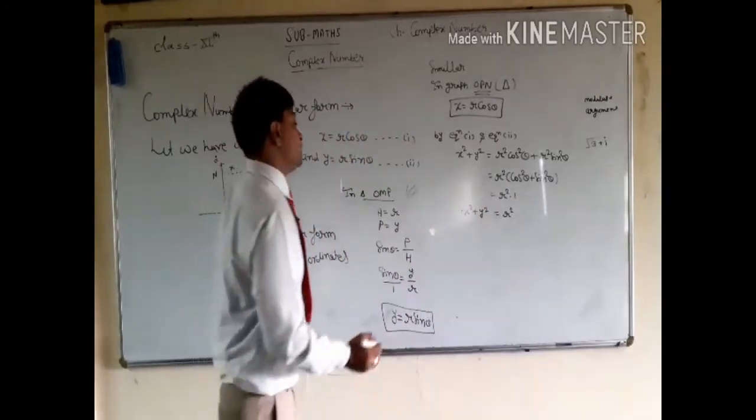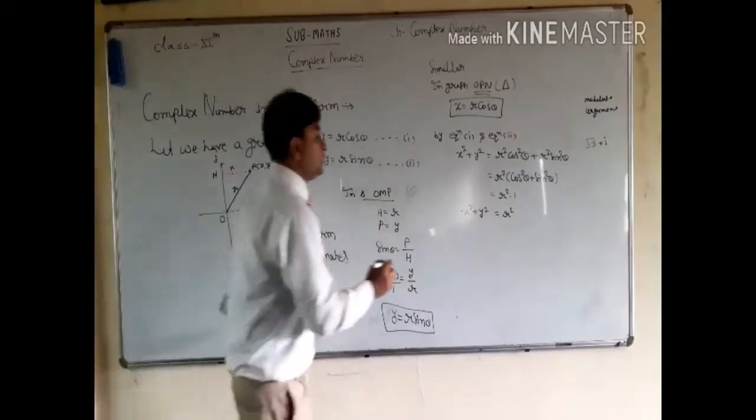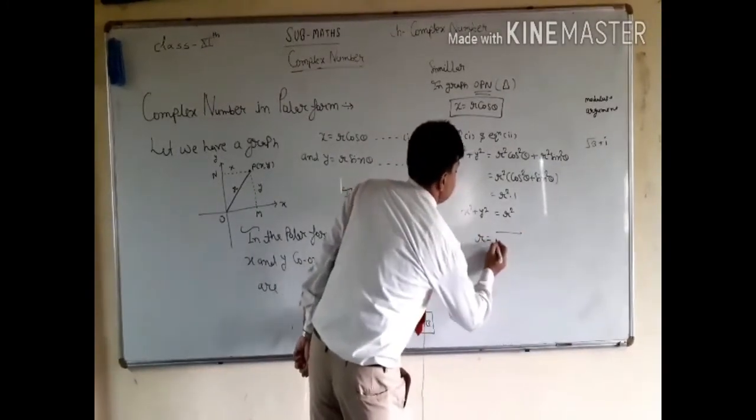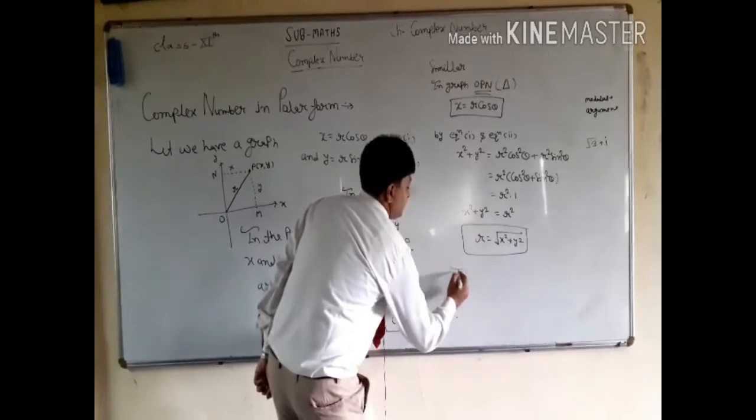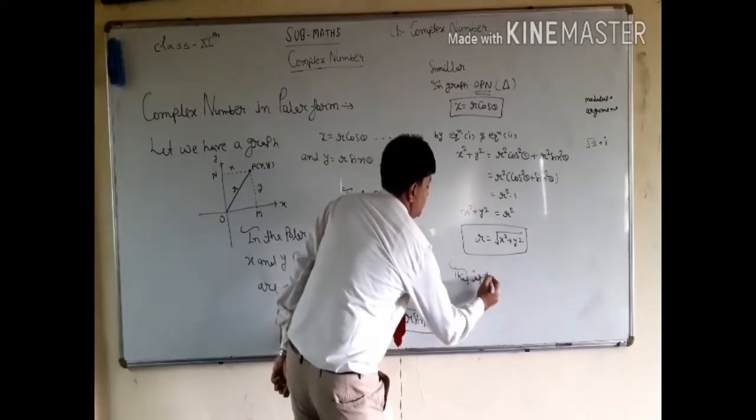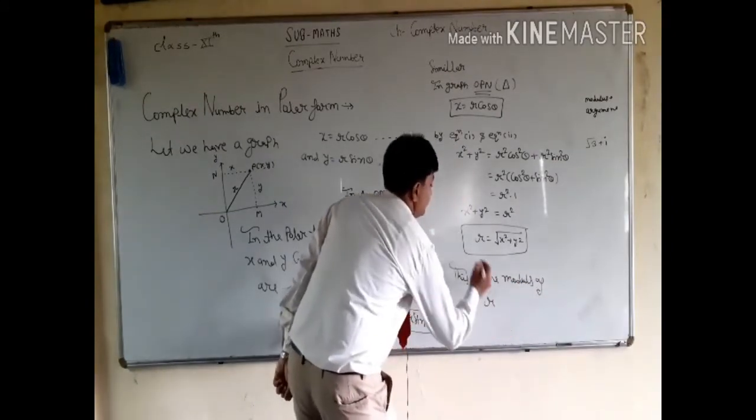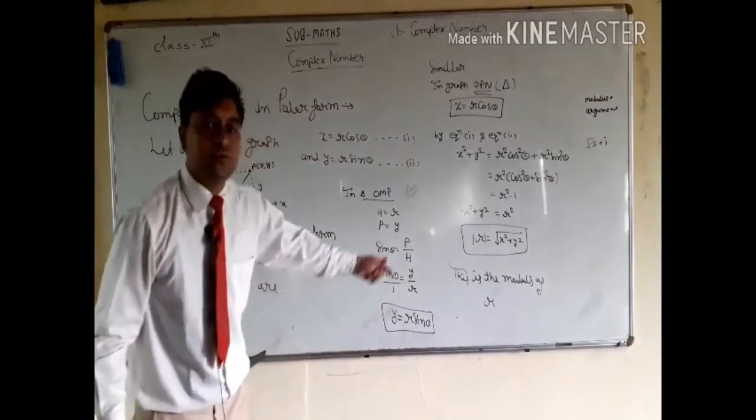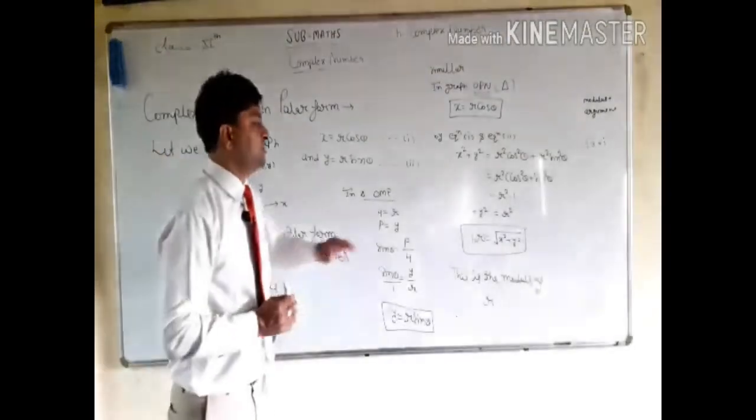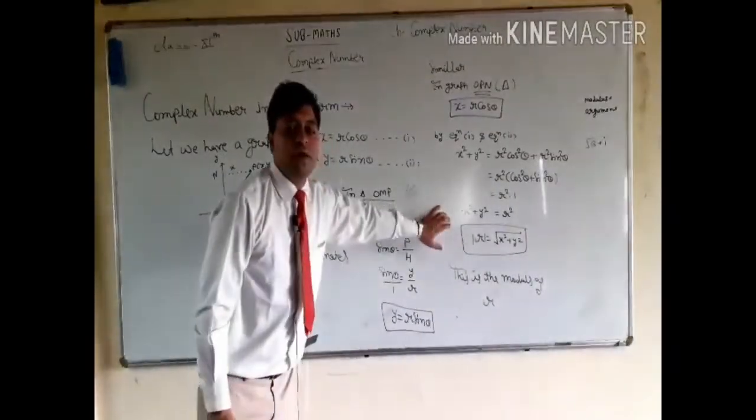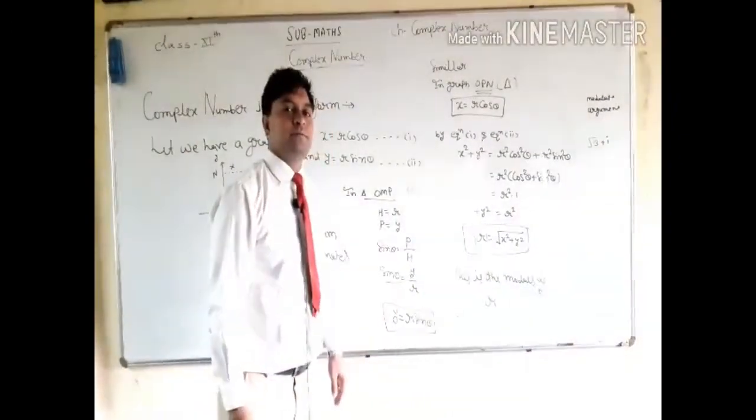So the argument and conjugate from the distance is r equal to under root x square plus y square. This is the modulus of r, and modulus of r is equal to under root x square plus y square. Okay students, this is the value of r square is equal to x square plus y square.